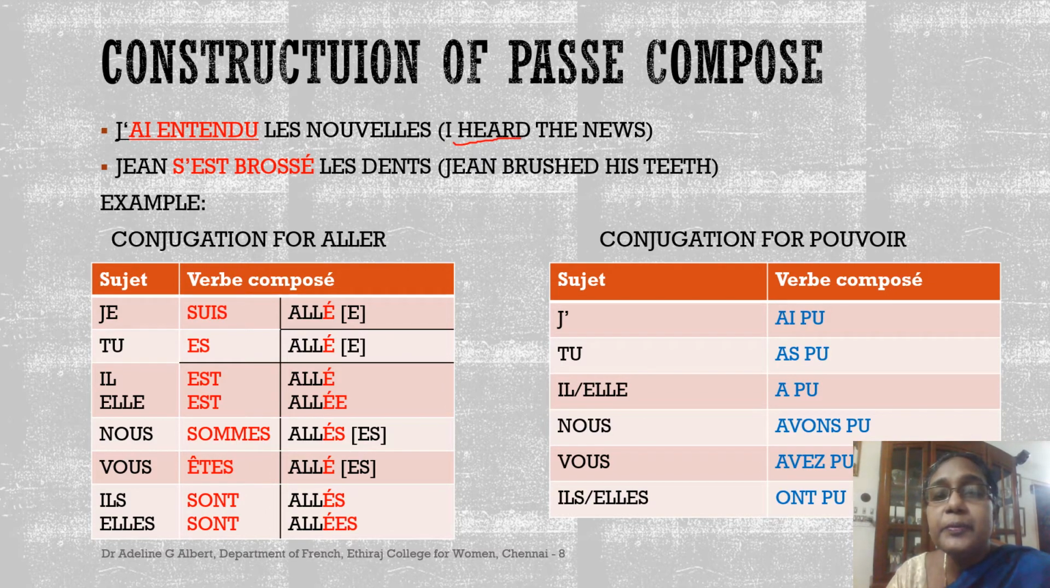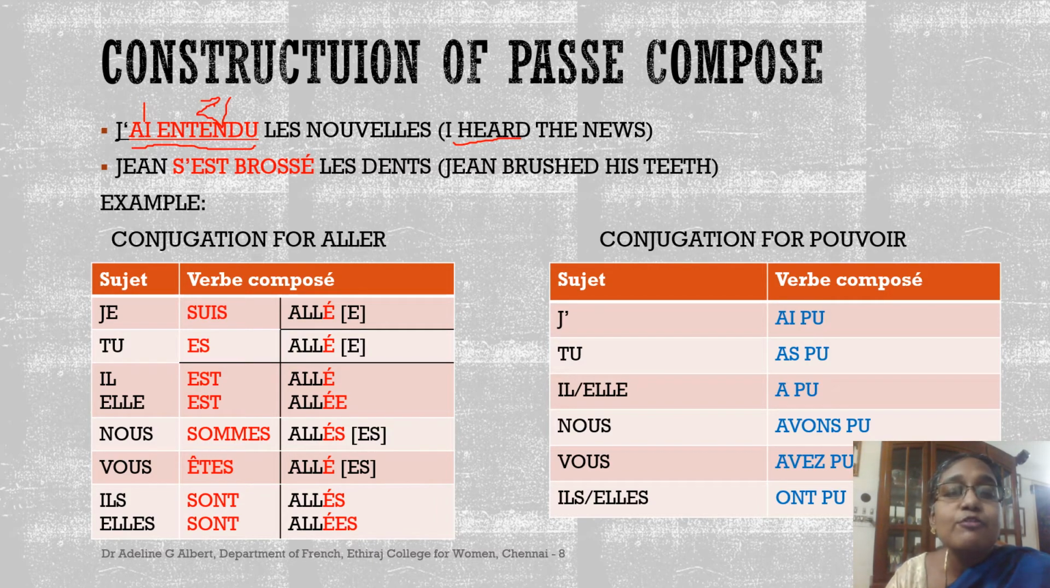I heard the news. In English, you have just one word, heard. In French, you have two. J'ai entendu. Alright? Auxiliary. And your second word is your past participle.